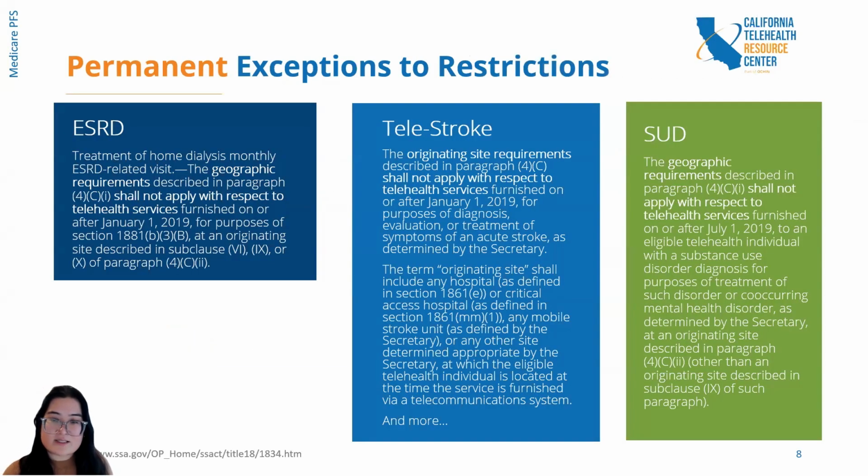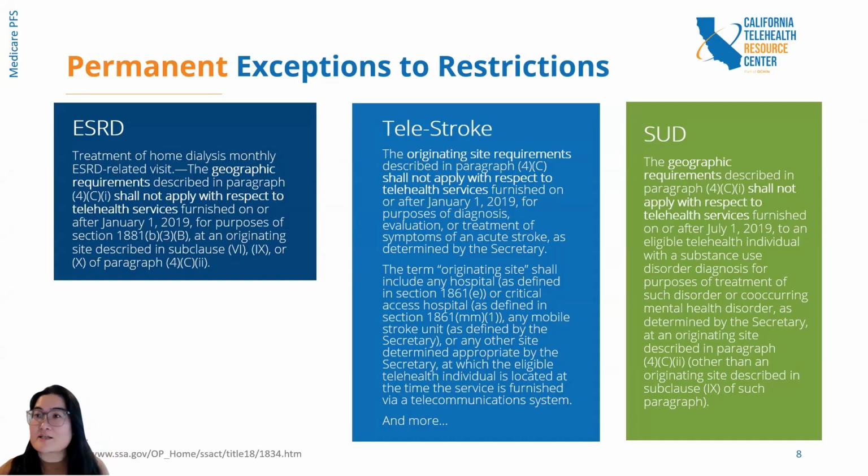There are statutory exceptions for these restrictions, even after the pandemic-era flexibilities expire. So I wanted to level set a little bit on what the restrictions are. Under Medicare's original telehealth rules, there was a geographic requirement. The patient had to be located in a rural health professional shortage area, known as a HPSA, or outside a metropolitan statistical area for telehealth services to be covered.